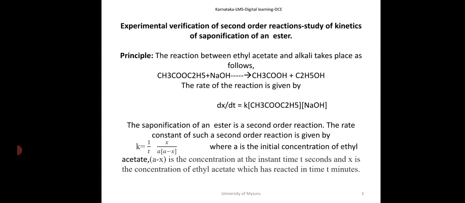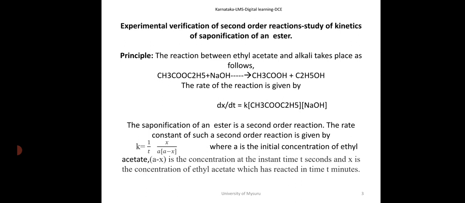Principle: the reaction between ethyl acetate and alkali takes place as follows. Ethyl acetate reacts with sodium hydroxide, gives acetic acid and ethyl alcohol. The rate of the reaction is given by dx by dt is equal to K into product of concentration of ethyl acetate and sodium hydroxide. The saponification of an ester is a second order reaction.